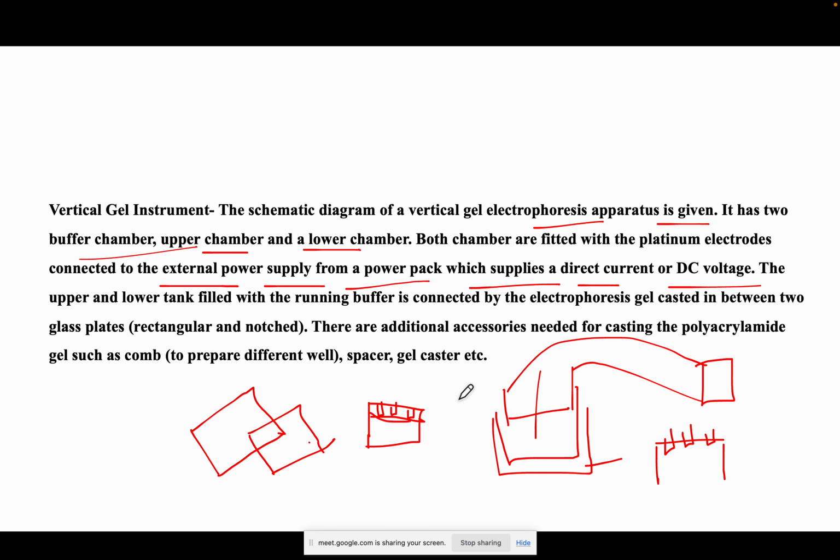Now what it tells is that the upper and lower tank filled with the running buffer is connected by the electrophoresis gel cast between two glass plates, which are rectangular and notched. There are additional accessories needed for casting the polyacrylamide gel, such as a comb to prepare different wells, spacer, gel caster, etc. These you need.